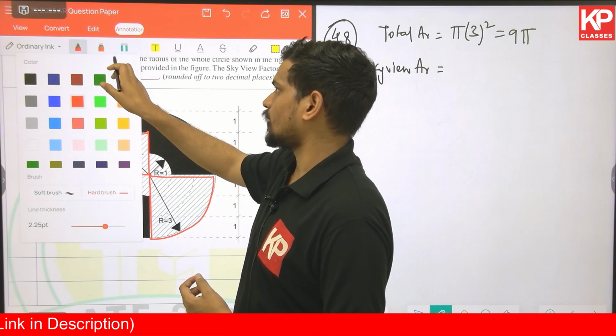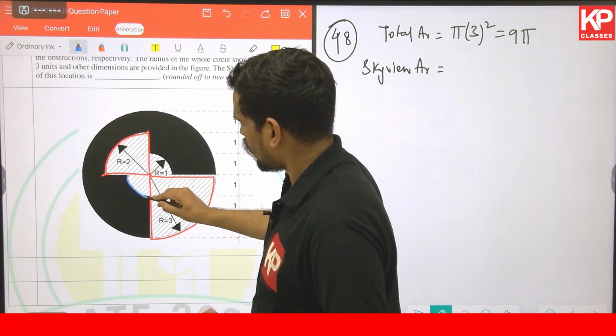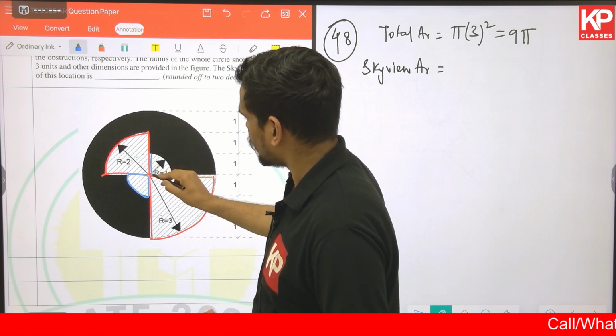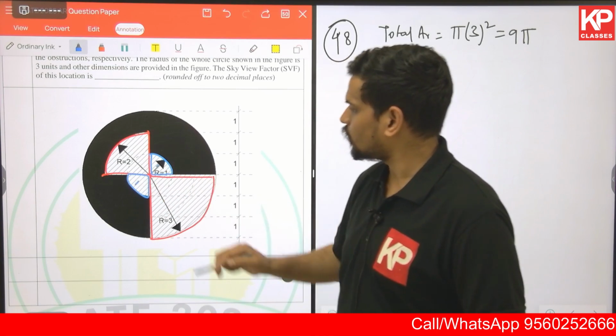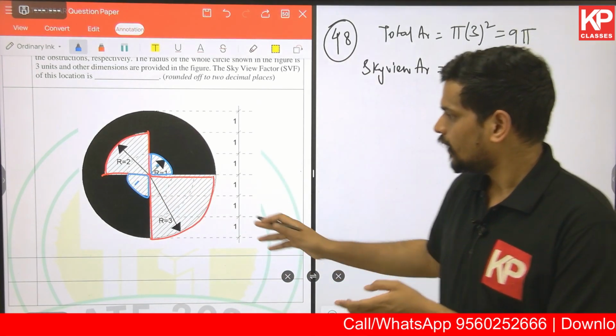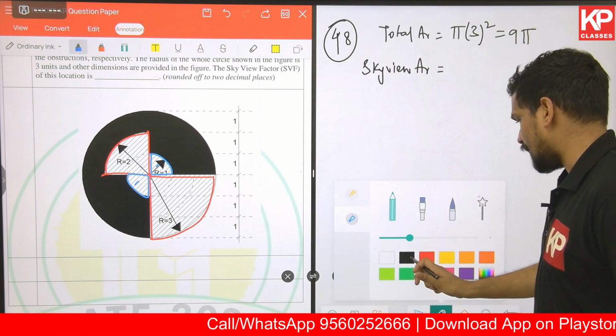What are you left out with after this? You're left out with two small quarter circles, which together will be a semicircle of radius 1. This plus this will be a semicircle, half of a circle, right? Each of it is a quarter circle, so two together will form a semicircle. So what is this area?